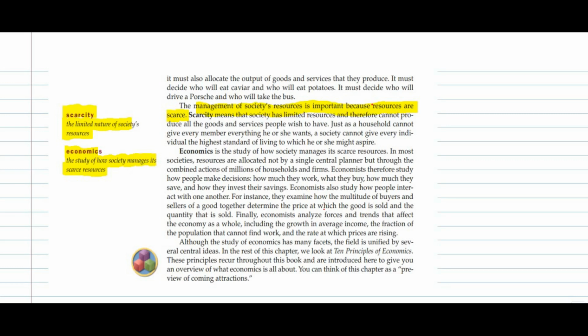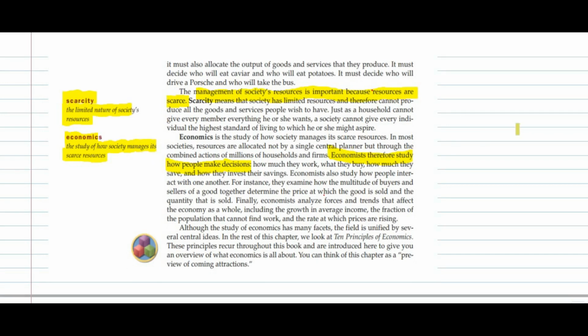In economics, economists ask, or you may say economists study, the first thing: economists therefore study how people make decisions. It means what factors people consider before taking any decision.